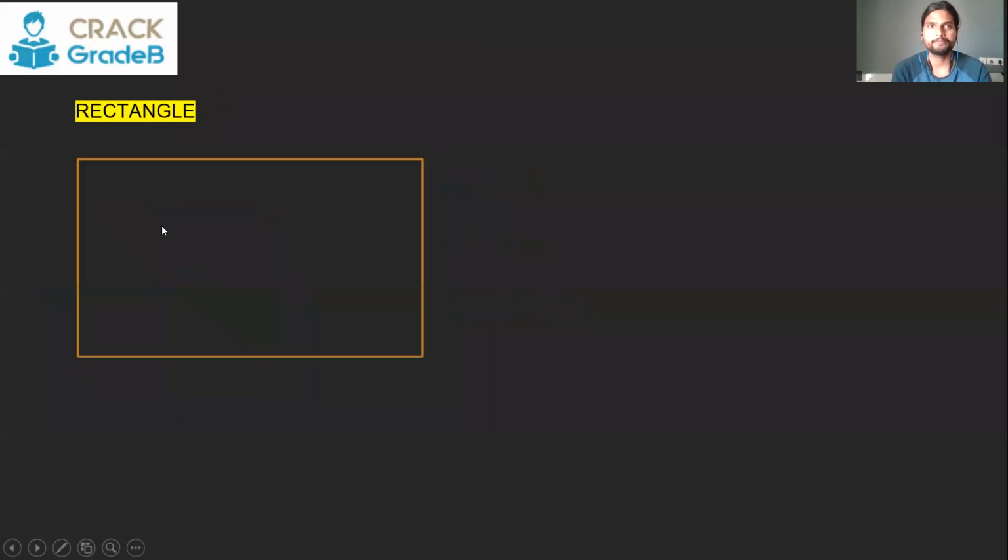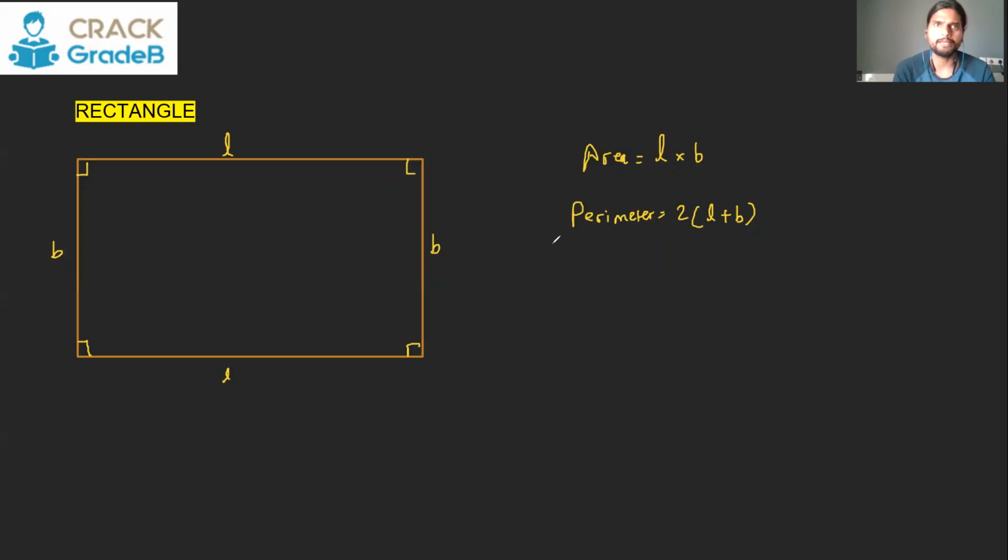The next figure is the rectangle. In a rectangle, the length and breadth might be different. So if I say the length is L and the breadth is B, what is the area of the rectangle? As you know, area is length into breadth. What is the perimeter? Perimeter is the sum of all sides. So if this is L, this is also L. If this is B, this is also B. All angles are 90 degrees. You know what a rectangle is, right? So the perimeter is 2 times (length plus breadth), 2 times L plus 2 times B.